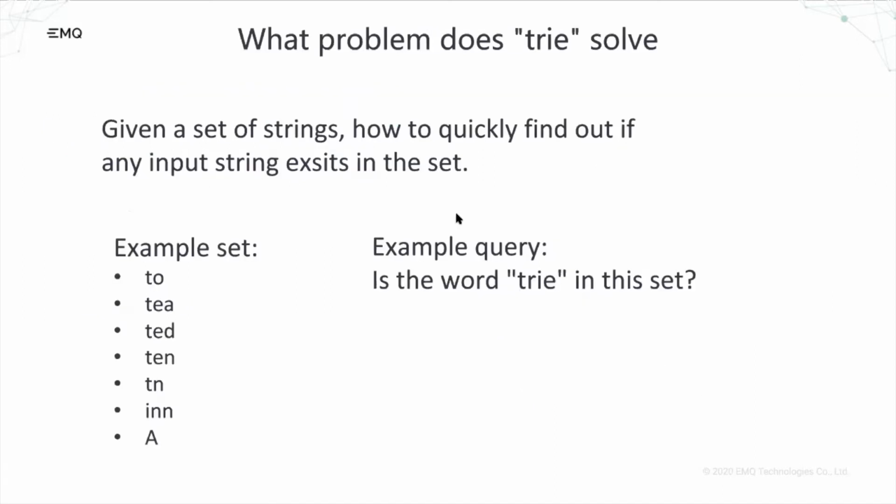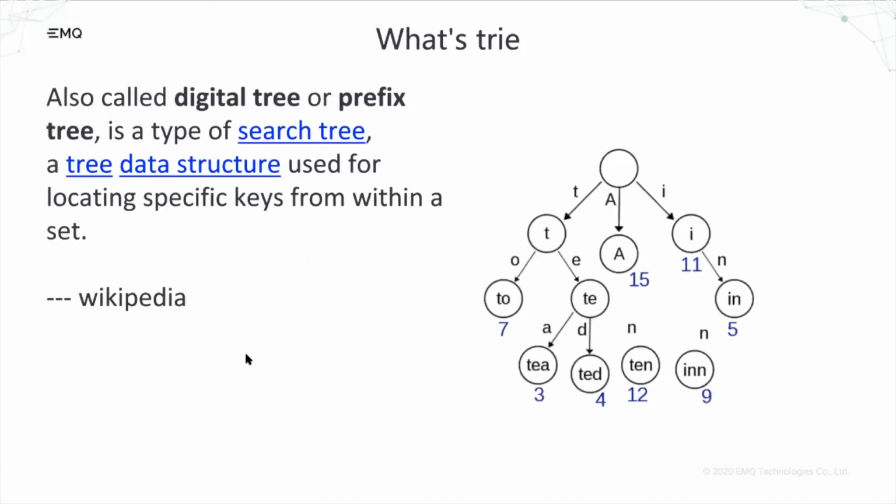So this example set can be turned into this tree structure. For example, when we need to look up the word "to", it goes through the edges with labels to the next letter. Here it goes to the left, to the T node, and then, searching for the O, goes to the "to" node.